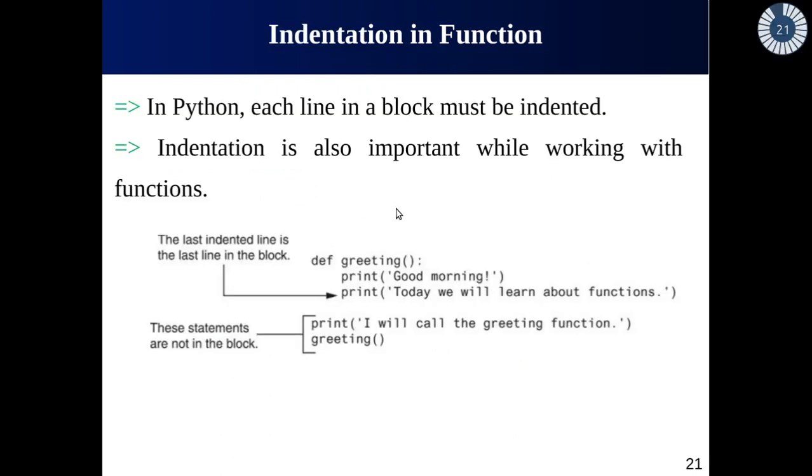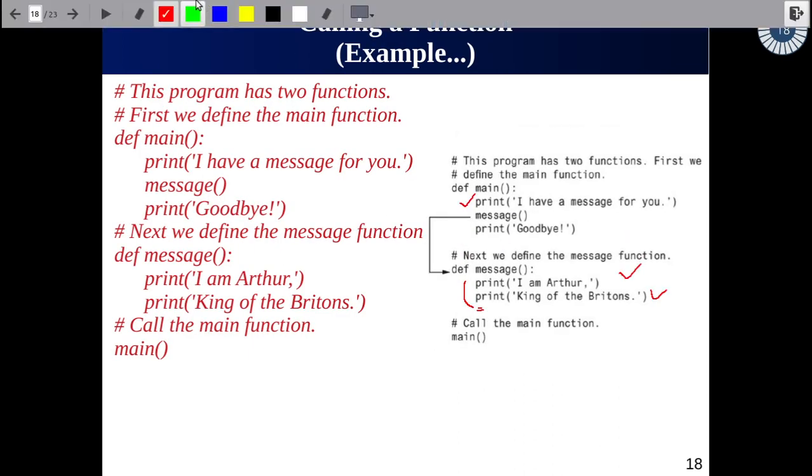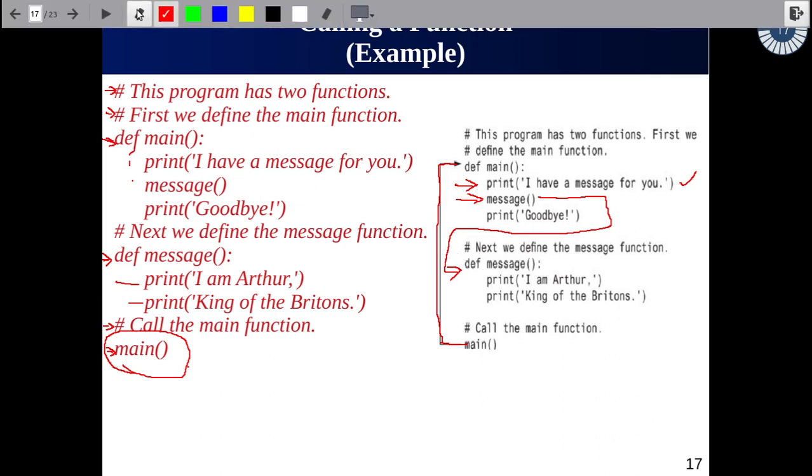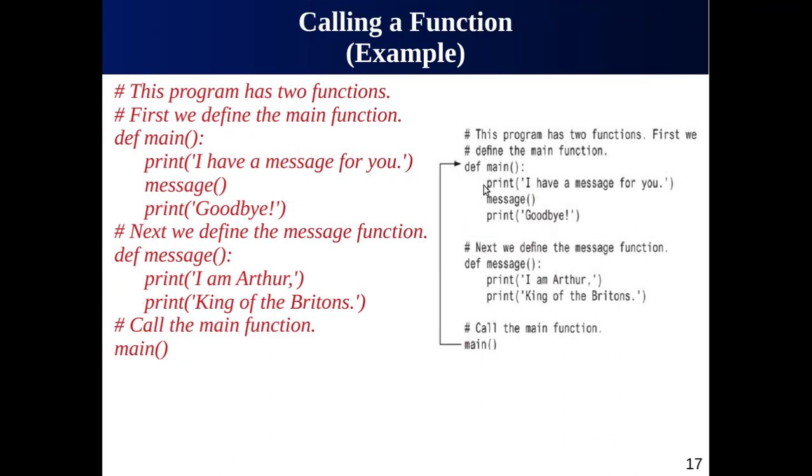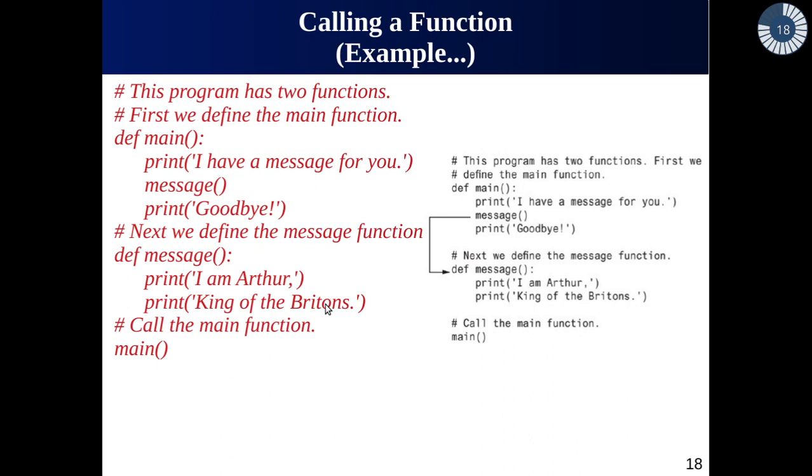The last topic is indentation inside the function. Being a Python learner, you must know that indentation is important in Python. In other languages it may not be, but in Python it is very much important. Each line in a block must be indented. We saw several examples of functions and indentation was there. Inside the body of the function, every line is indented. Indentation, a space or a tab, must be there inside the block of a function.